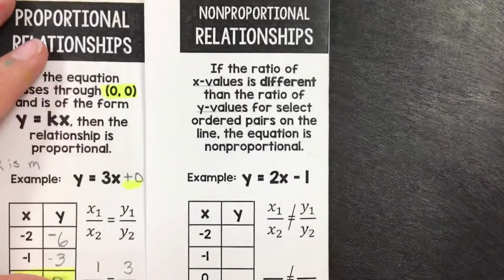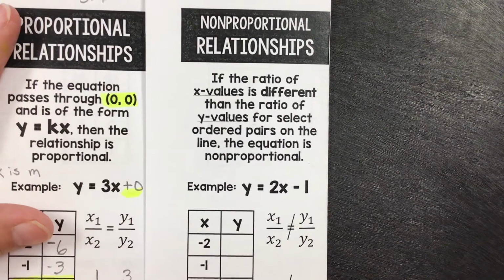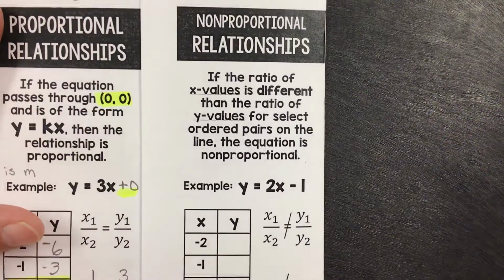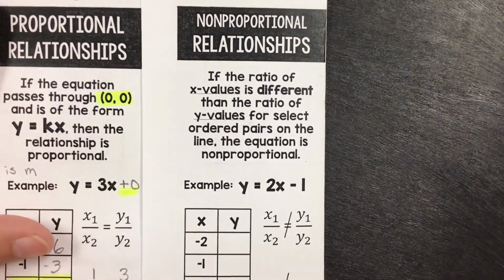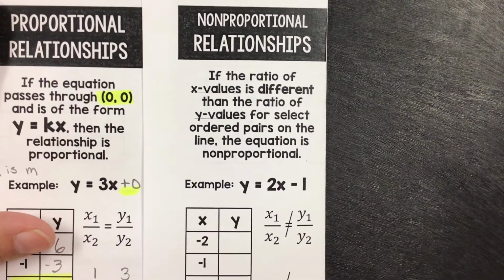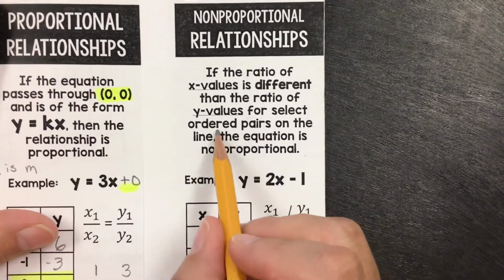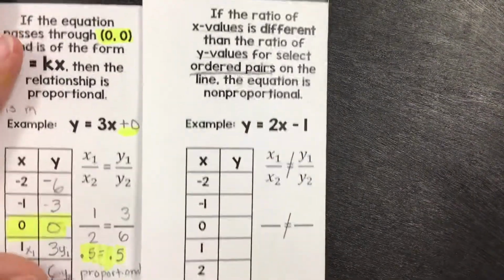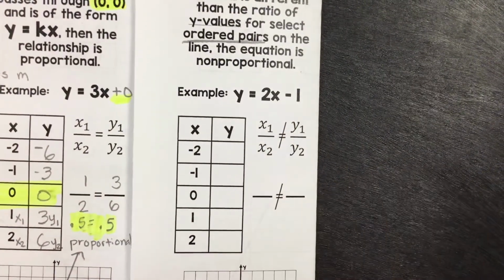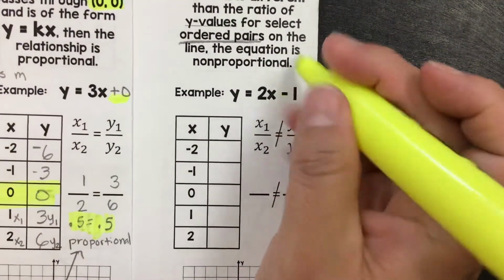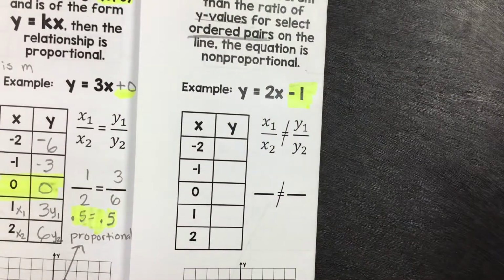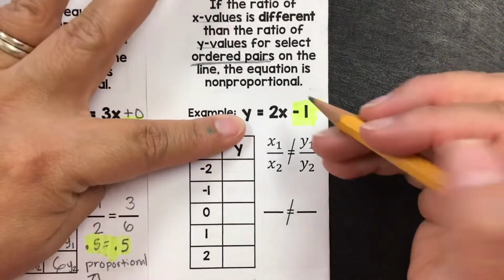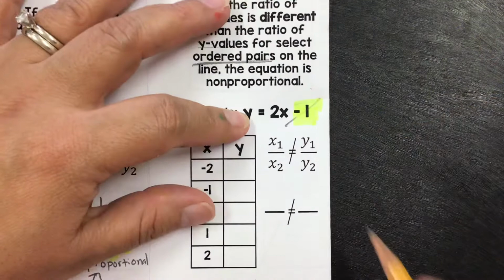So let's take a look at it when it's not proportional, non-proportional relationships. If the ratio of x values is different than the ratio of y values from selected ordered pairs on the line, then the equation is non-proportional. So like I mentioned before, you can select any ordered pairs that you would want. All right, so we have an equation. This is the first way that we can identify that this is non-proportional. So what I'm going to do to make the difference between the proportional side and the non-proportional side is that I'm going to mark it out like this. That's what makes it non-proportional.